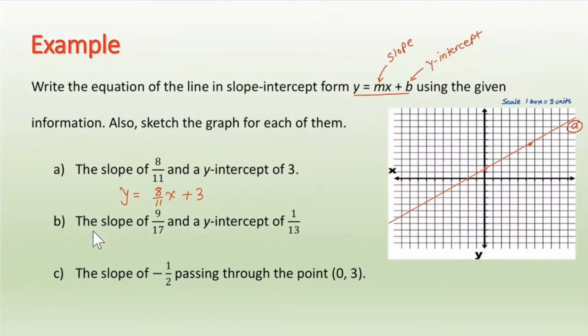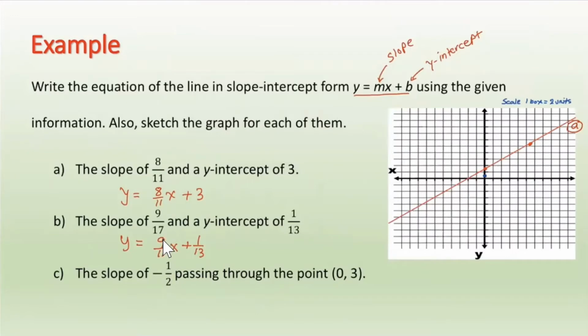Now let's look at the second one. The slope is 9 over 11, so your equation will be y equal to 9 over 11 x plus 1 over 13. If you look at the value of 1 over 13, it is close to 0, so the y-intercept is very close to the origin. Let me use a different color this time. So this should be the y-intercept, which is very close to 0.